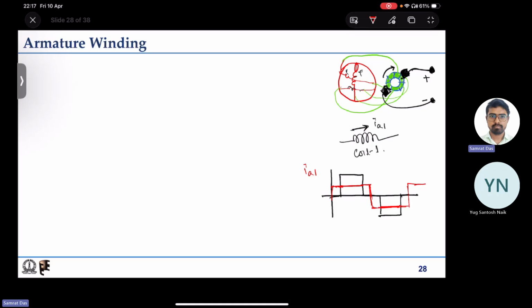But because of the winding connection and because of how they are connected through the commutator and brush, you will find out that to the external world, whatever current is being injected, that is the net armature current, will be a reasonably constant current. So we'll be able to understand how it is happening once we discuss the armature winding. So let us briefly start with that.